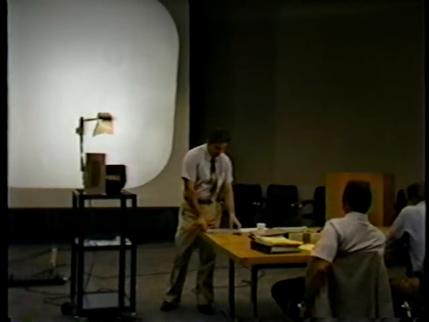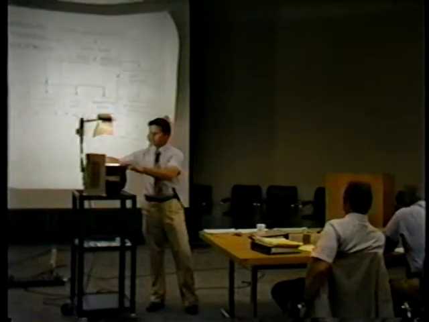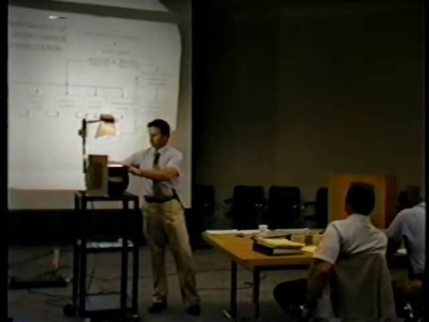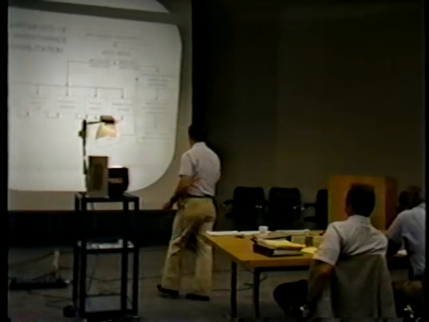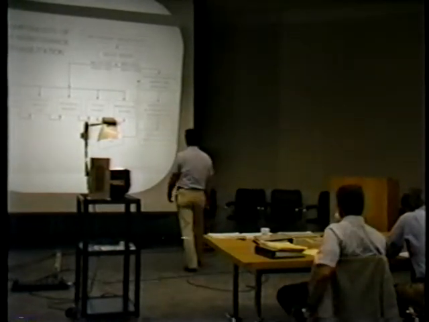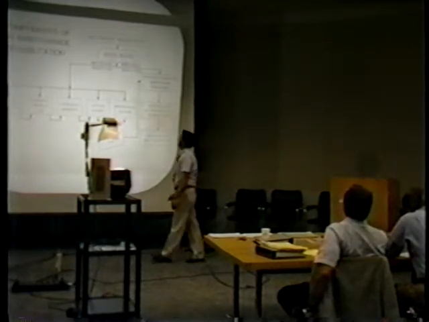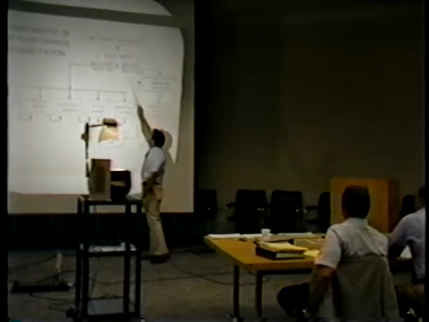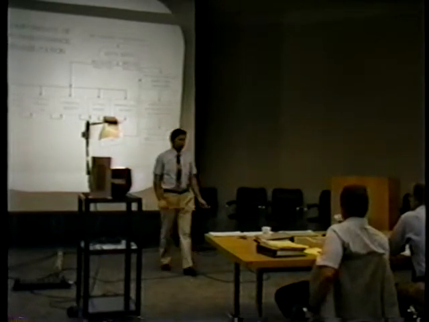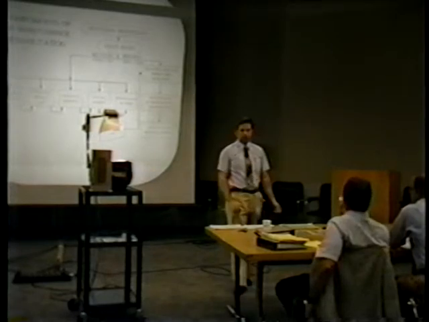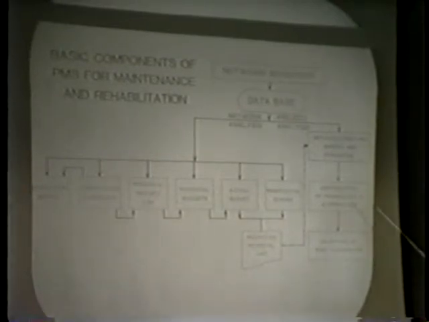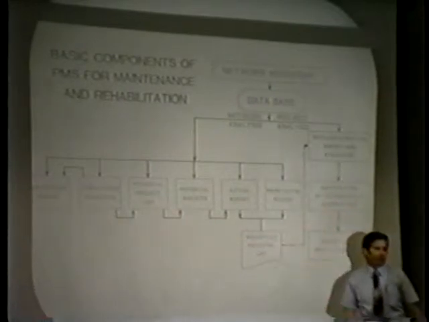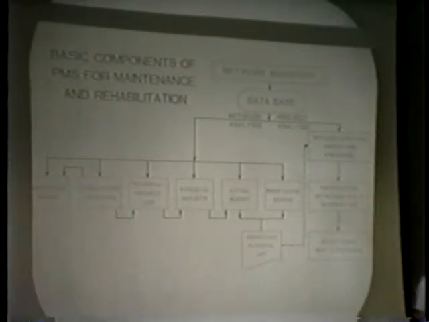The basic components of a pavement management system are shown in this chart. In any pavement management system, or any infrastructure management system for that matter, the first thing you have to have is an inventory of your current system. And so the network inventory is the first item. We have to know what we have. We have to know what condition it is in. We then have a database. The database is just a repository where we take all the data and put it and keep it and massage it and get it in the right form to use for other analysis.